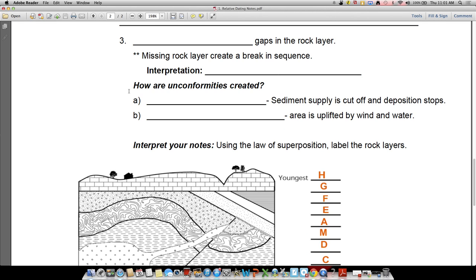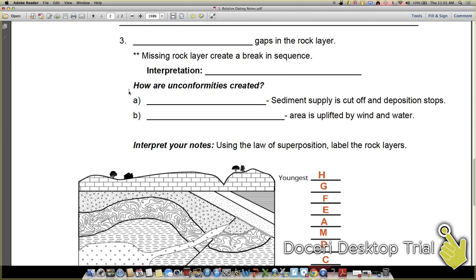The third type of disturbance, where there is a missing rock layer, whether some of it's missing or all of it's missing, is what? Unconformity. Unconformities are formed either where there's none at all, meaning the rock layer never got put there. Non-deposition, that's the real word for it. Or some of the rock layer, or even all of it, got moved away by wind or water. Erosion.